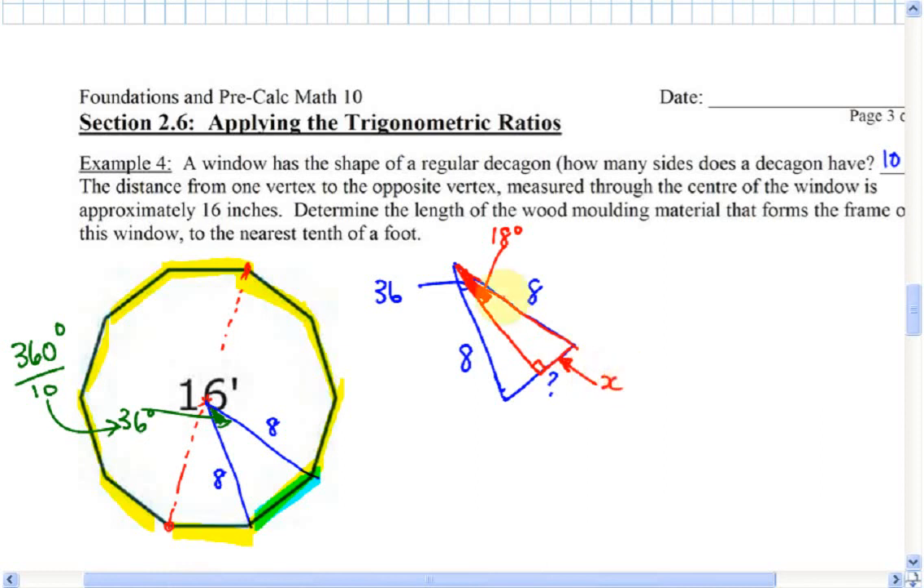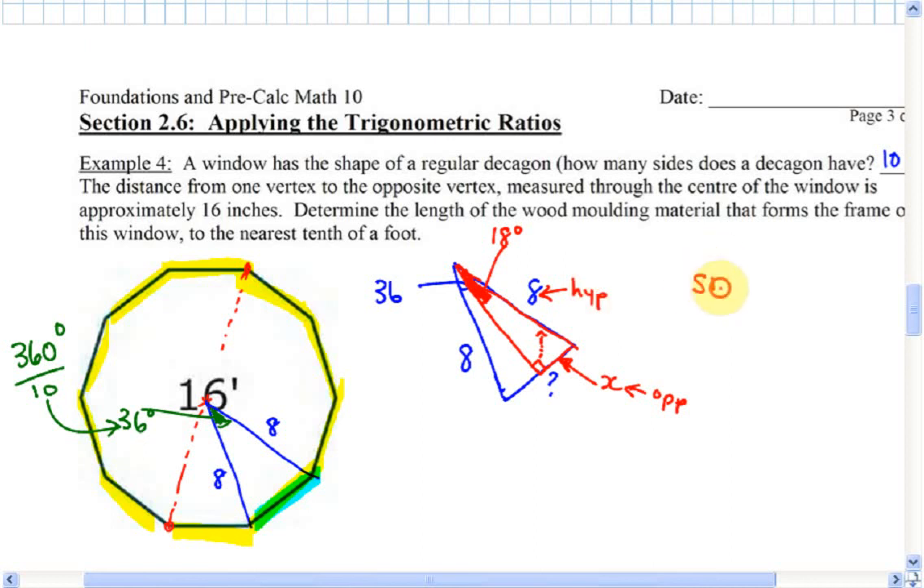I've got the 18 degrees. I've got the x. I've got the 8. Which ratio should I use? I heard 10. Okay, let's think. 18 degrees, so this is the opposite side. I like that. What's the 8? That's adjacent? That's hypotenuse. Yes, remember, it's always across from the 90-degree angle. Opposite, hypotenuse. The ratio to use is sine.